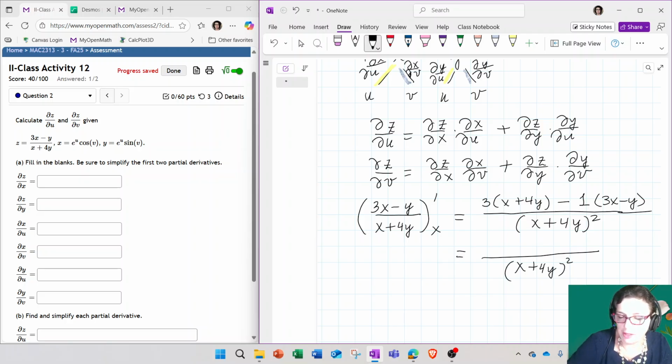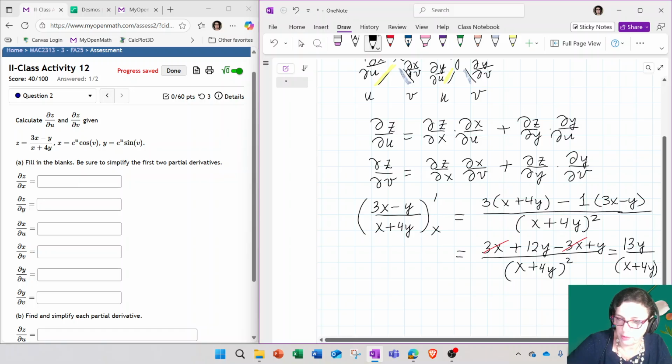Never try to cancel over here, even though it looks like there's the same expression, x plus 4y, x plus 4y. It cannot be canceled because the other one doesn't have it. Okay, so you can't cancel like that. What you can do is start distributing the 3. So you're going to get 3x plus 12y minus 3x, and then plus y. So here I can cancel 3x, subtract 3x, that's just going to give me 0. So this will give me 13y divided by that x plus 4y squared.